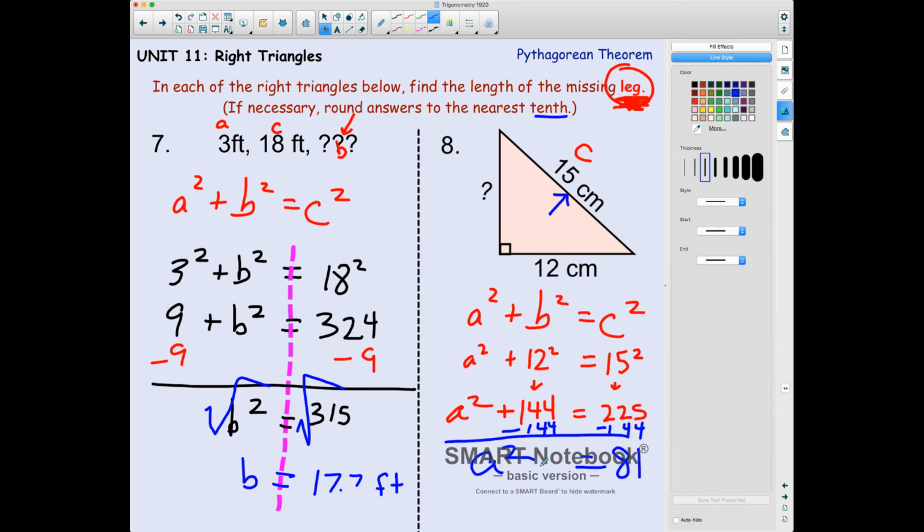Okay. And then we go in the bomb shelter? Oh, one sec. Okay, good. And then we do square root. And we do square root. And then a equals 9.